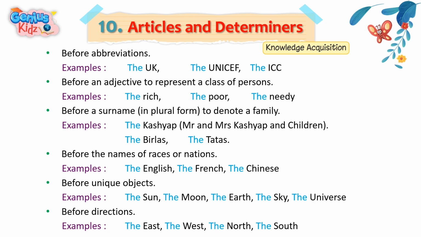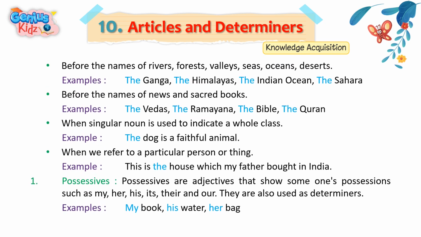Before unique objects. Examples: the sun, the moon, the earth, the sky, the universe. Before directions. Examples: the east, the west, the north, the south. Before the names of rivers, forests, valleys, seas, oceans, deserts. Examples: the Ganga, the Himalayas, the Indian Ocean, the Sahara.